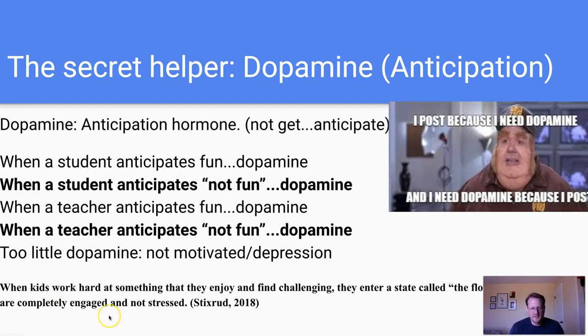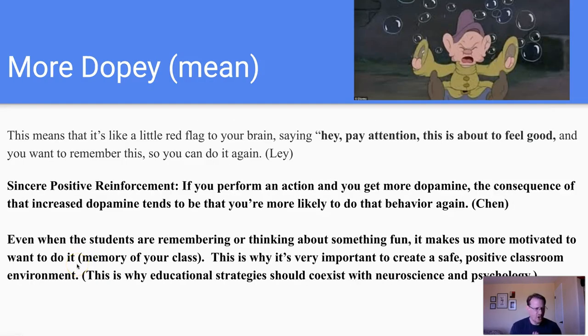There's a quote about if students work hard at something that they enjoy and find challenging, they're accomplishing something. They enter a state called flow, where they're completely engaged and not stressed. I'm going to give you an example of that a little bit later on. So, when students anticipate something, and in part two, I'm going to show you how I create student anticipation. I purposely do something in class to make them go, "Ooh, pay attention. This is about to be good." And so you can use dopamine to your advantage, I guess I should say. It's a little red flag to your brain saying, pay attention to what's going on. I use that too sometimes.